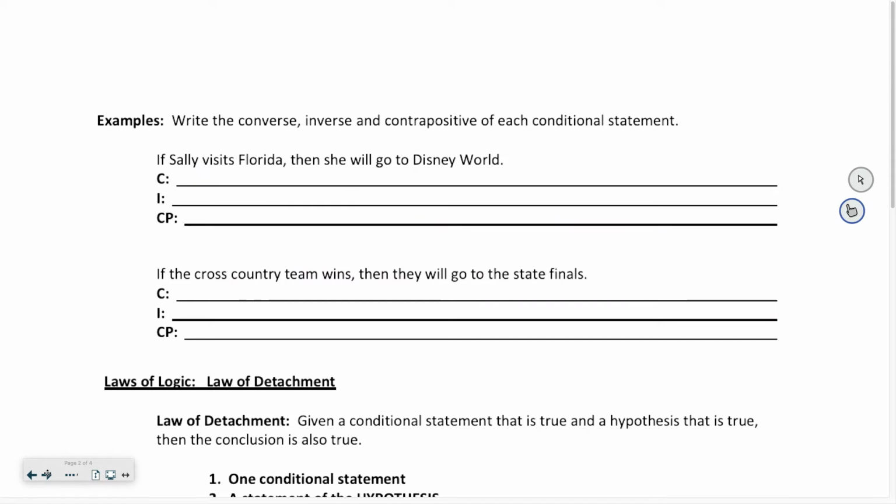All right, so I want you to do this first one. It's on the back. And you've got to be careful with the order. I'm changing them up. So you've got to look back and see which one's converse and which one's inverse. So your conditional statement, if Sally visits Florida, then she will go to Disney World. That's your conditional statement. And you're going to write converse, inverse, contrapositive. I'm going to give you just a minute.